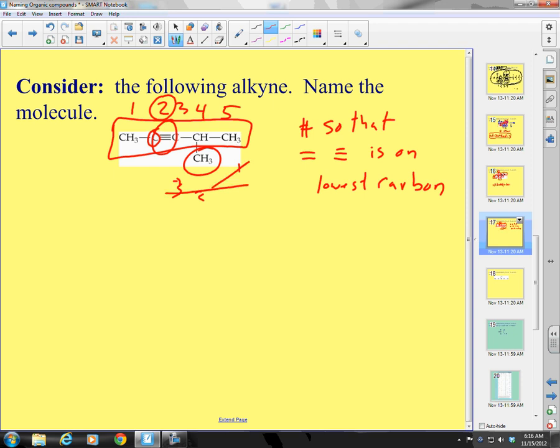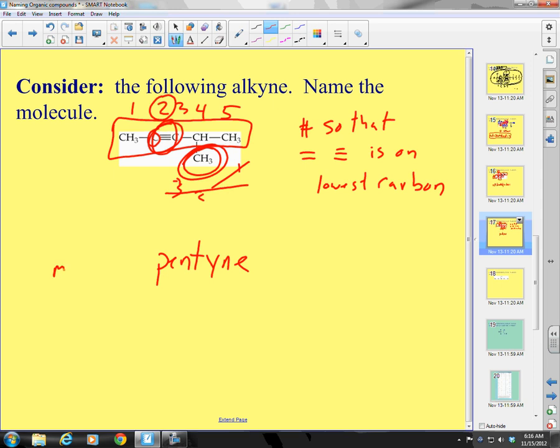So how do I name this? It's 1, 2, 3, 4, 5. It's a 5er, so that means it's a pen. But I have a triple bond. That means it's not a pentane, it's a pentyne. I've got a group on it. What kind of group? A methyl. I have a methyl group, and on what carbon is that methyl? I need to leave a little space here, don't I?